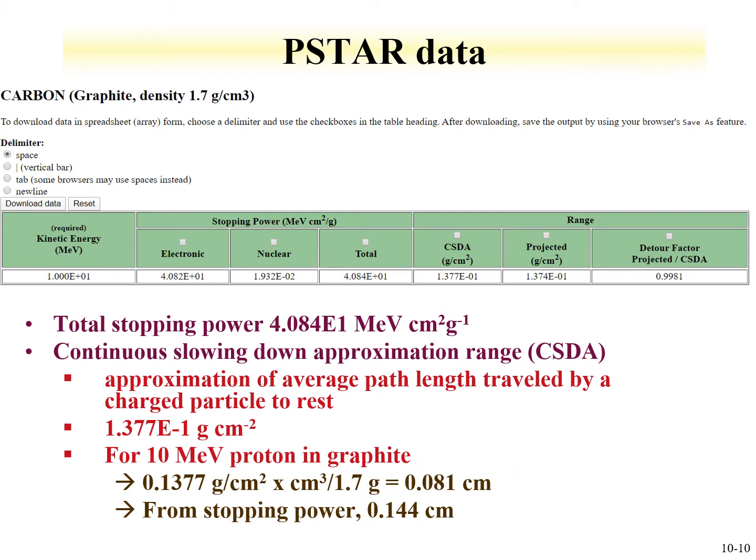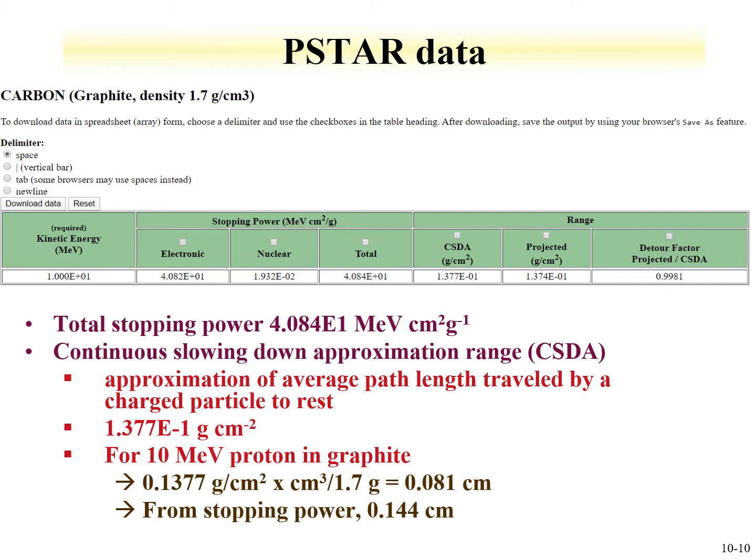You can pull up the data here. You can either use the CSDA or the projected range. This is a factor that talks about straggling. So you see that there's not a lot of straggling. Most of it, 99.81%, does not straggle. So we could use this data here, and I just use the CSDA example here. Take this value. We know the density is 1.7 grams per centimeter cubed. Solve for distance in centimeters. We get 0.081 centimeters.